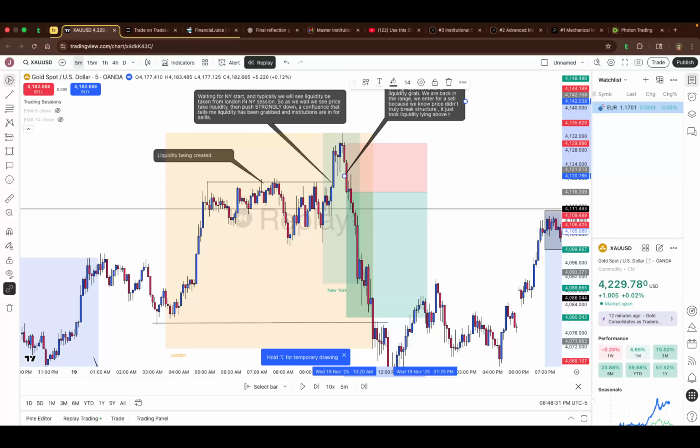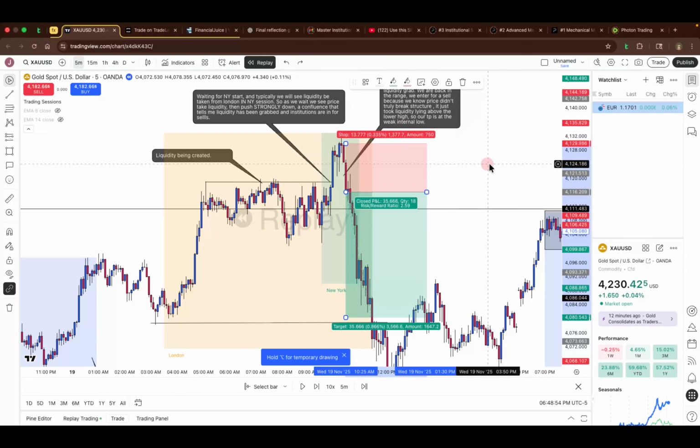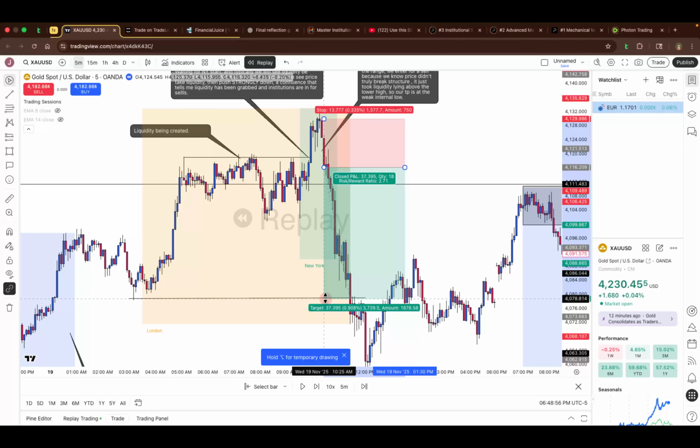Line above. So our TP is at the previous, or the weak internal low. And as we see, we enter, price goes all the way down to our low.